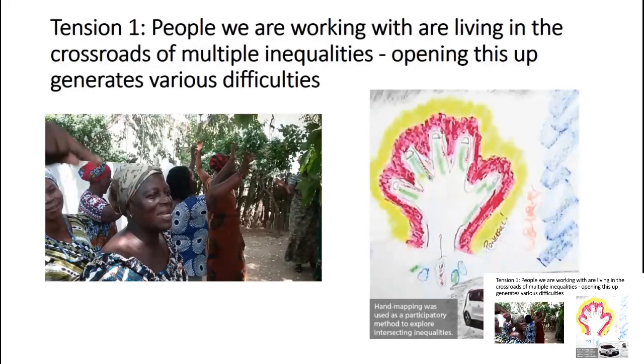But that's kind of present often in any participatory research and programs that you can encounter and you might have encountered in your life.